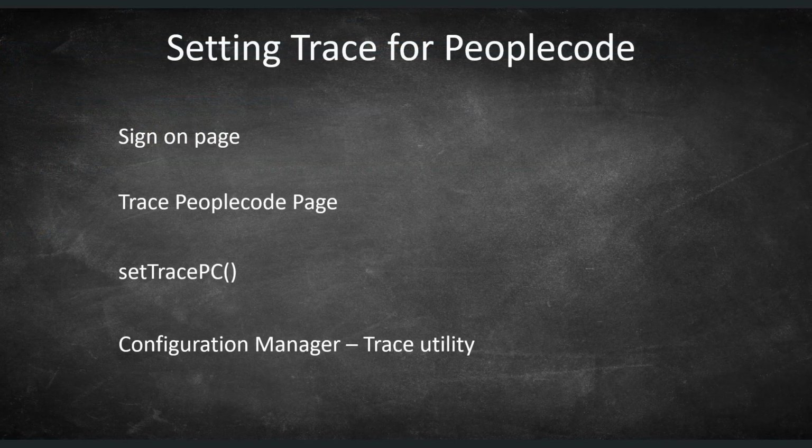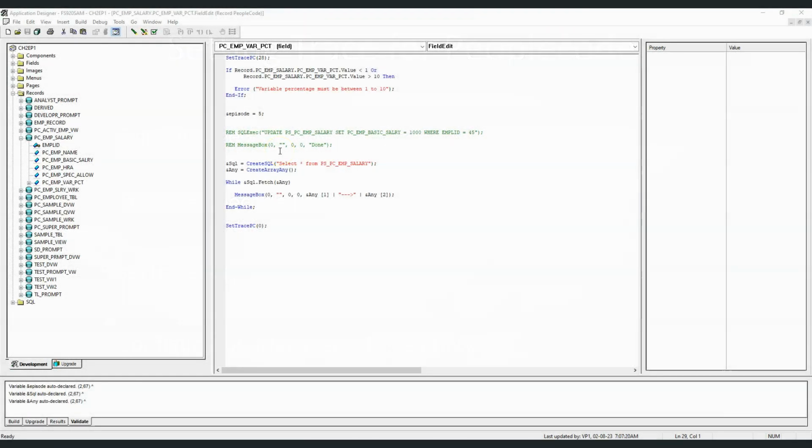The third way to set trace for PeopleCode is by using the built-in PeopleCode function called SetTracePC. For example, I need to trace this particular PeopleCode which resides in the FieldEdit event of this field. I can use the built-in function SetTracePC, and I have provided an integer value here. Whenever the system executes this program in the FieldEdit event, from here the system will start tracing, and here the system will end tracing.